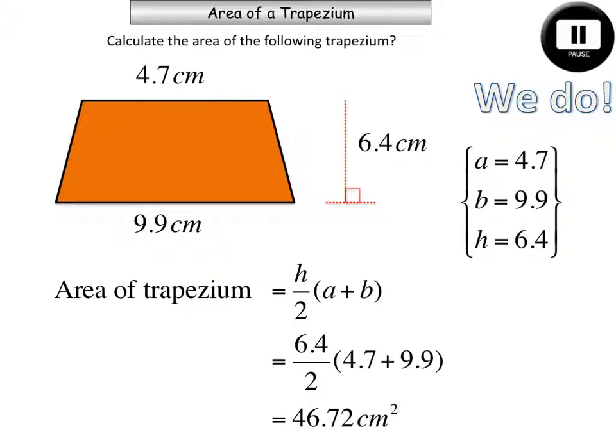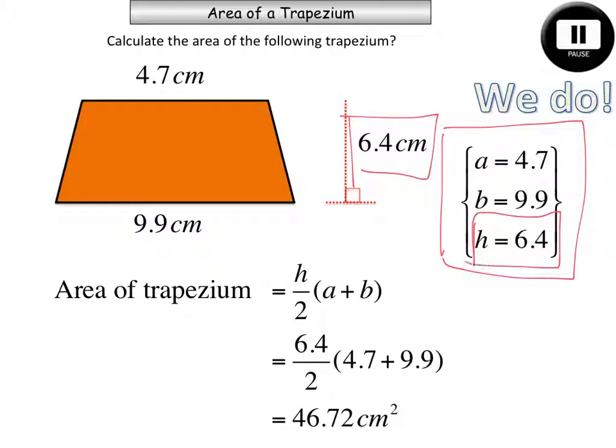Okay, so there are our three values. H is 6.4 centimeters, A is 4.7, and B is 9.9. Substitute into your area of the trapezium formula, H on 2 multiplied by A plus B. So H is 6.4 over 2, bracket 4.7 plus 9.9. On your calculator, you get 46.72 square centimeters. How did you go?